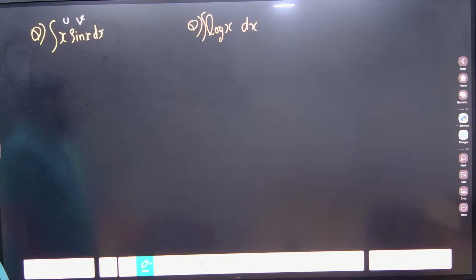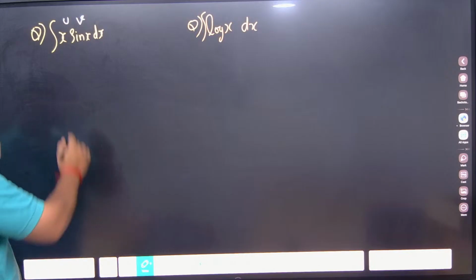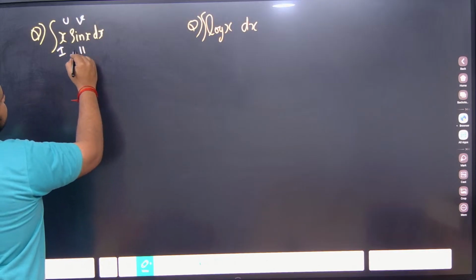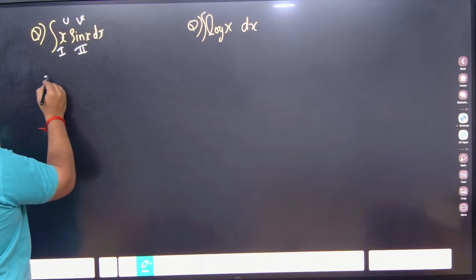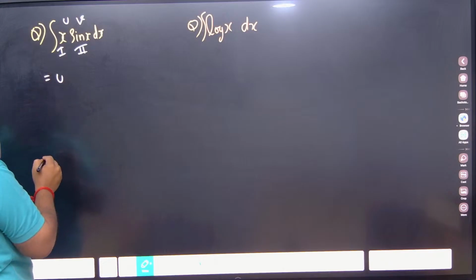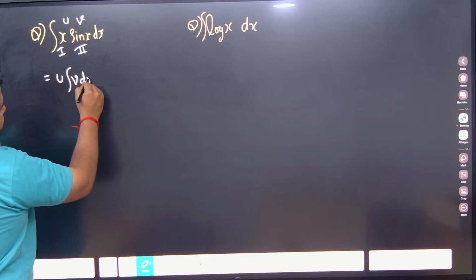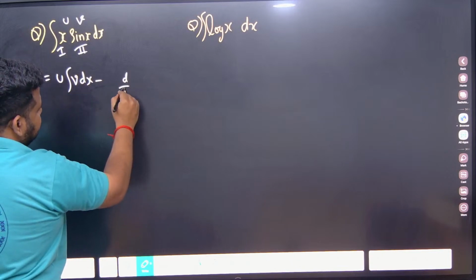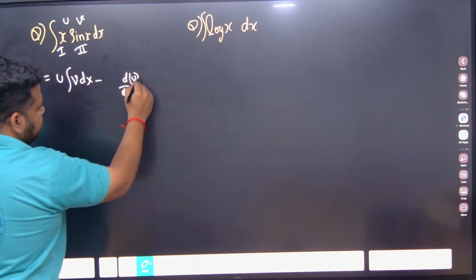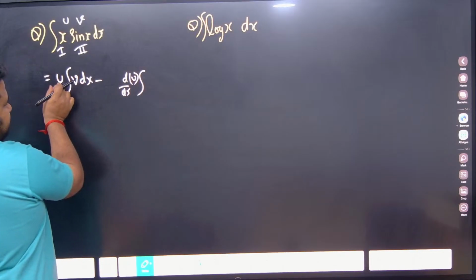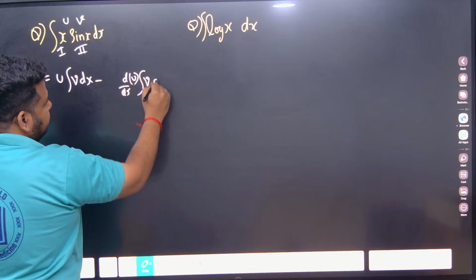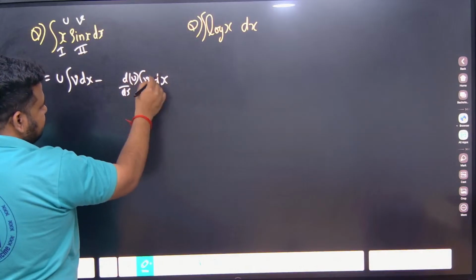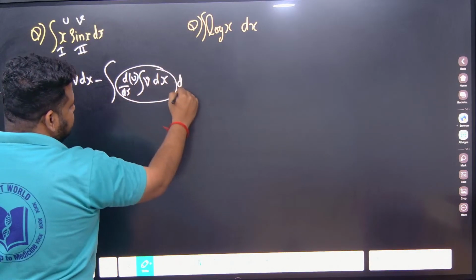In ILATE, algebraic comes early, then trigonometric. This is not inverse trigonometric, this is trigonometric. So x should be the first function, and sin x will be the second function. What is the formula that we have? First you keep the first function as it is, integrate the second function, then minus, differentiate the first function d by dx of u and integrate the second function. Whatever value you get, this entire thing you integrate again with respect to dx.